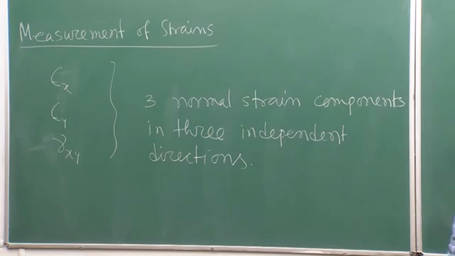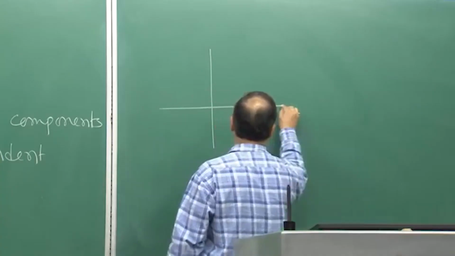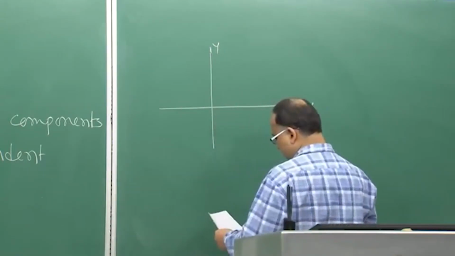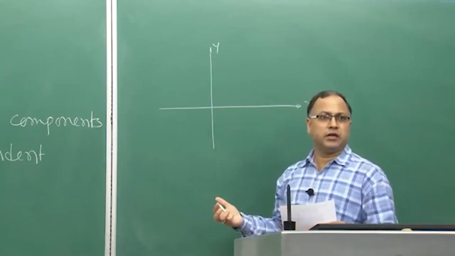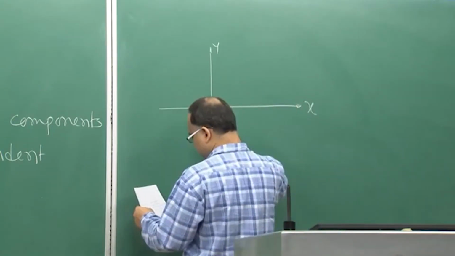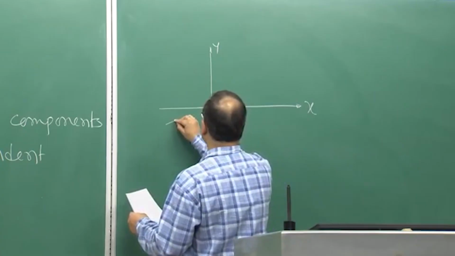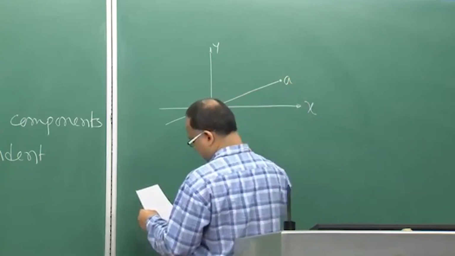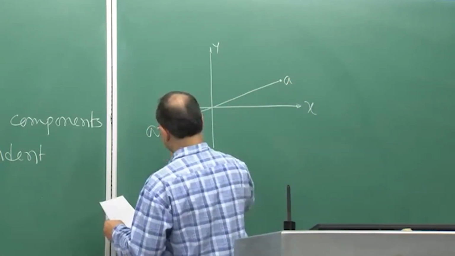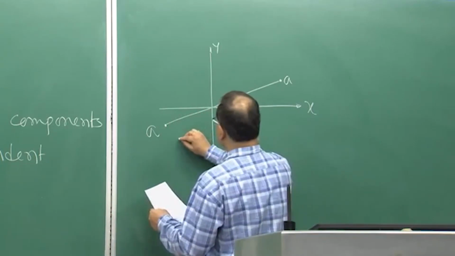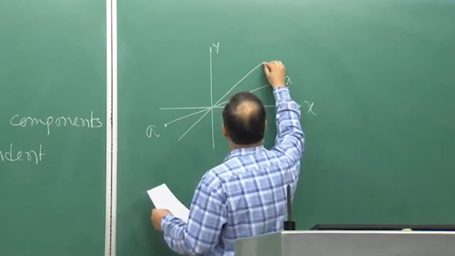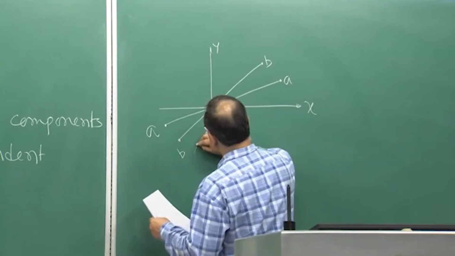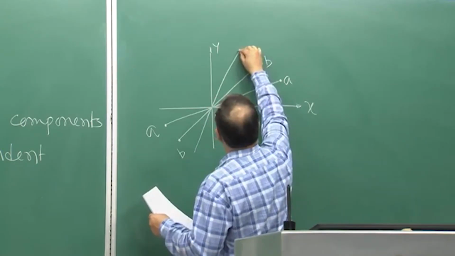Suppose this is my xy plane. I choose three arbitrary directions: this is direction A, this is direction B, and this is direction C.